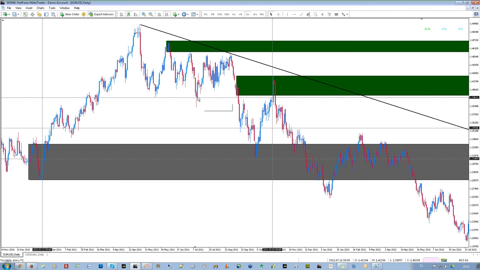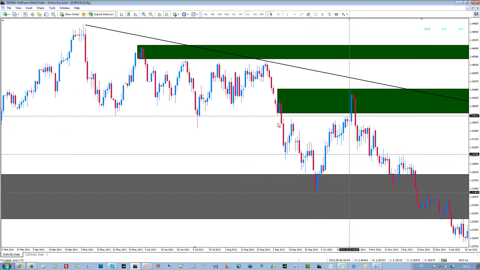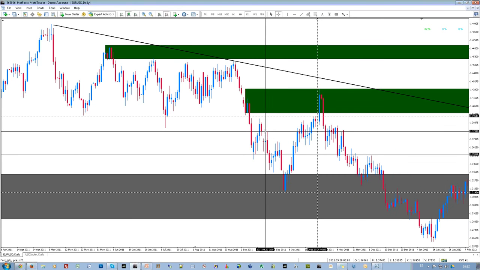Look at this. This is an old support area, so support becoming resistance, demand becoming supply. This is a flip area. So if on a flip area we do have a nice pattern to trade, then we will trade that one. That's why I would have tried to trade this one, as you can see.